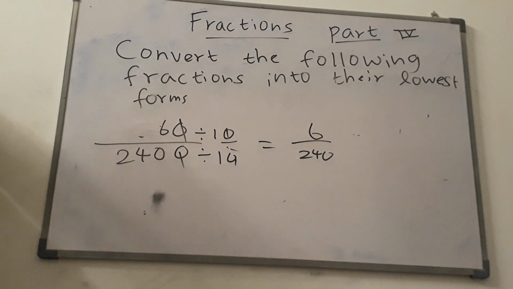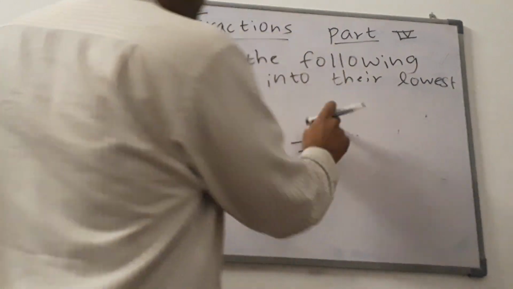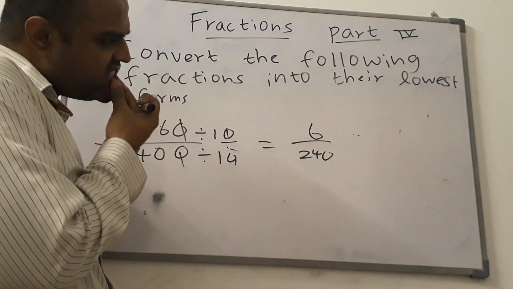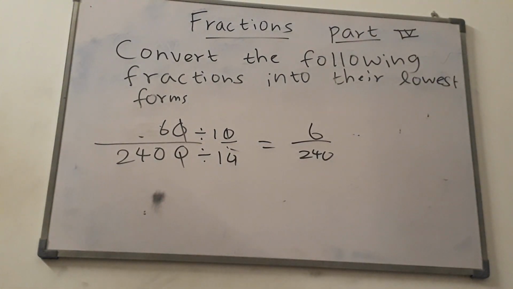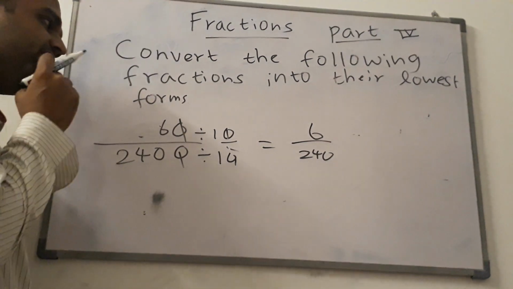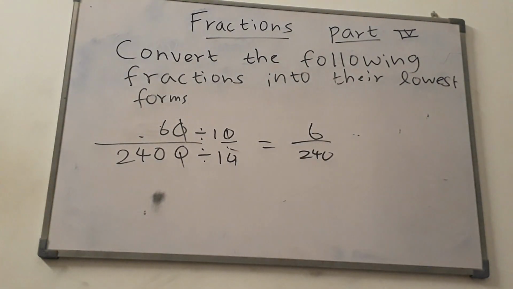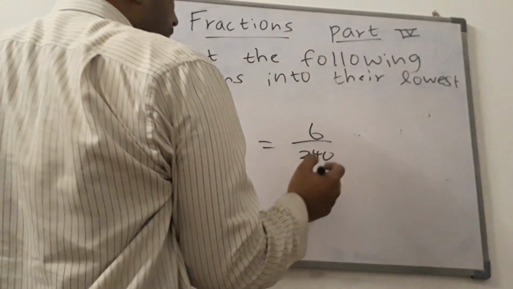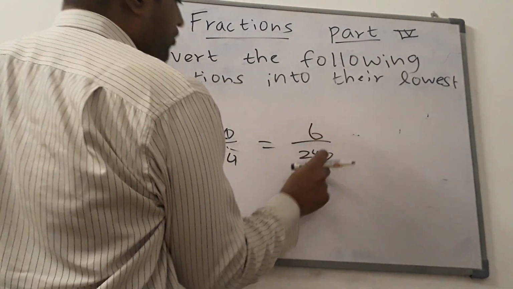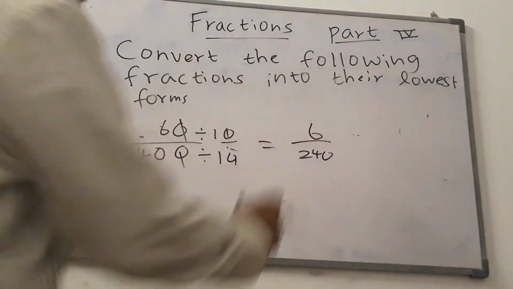Is it enough? Can we simplify more? 6 can be divided by 3. 240 is divisible by 3. So we can divide this by 3 as well. And also we can divide 6 and 240 by 2. What shall we do? Isn't there any other common factor? Can we divide 240 by 6 is the thing. Both are divisible by 2, both are divisible by 3.